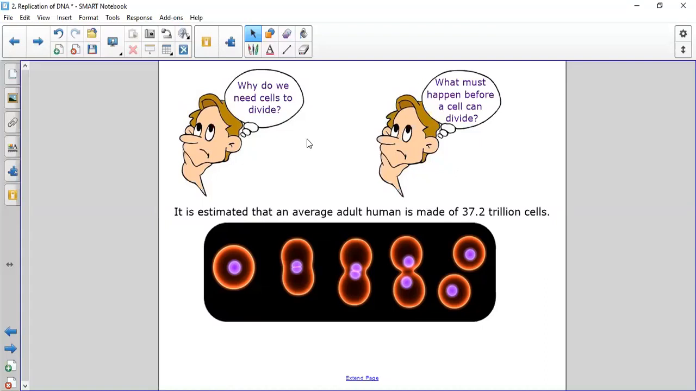So why do we need cells to divide? Hopefully if we were in the class, you'd all be sticking your hands up and saying, well, if we want to grow, if we want to repair, we need new cells for that. More importantly, for this topic is what must happen before a cell can divide. Right, so that's kind of the starting point for this lesson.